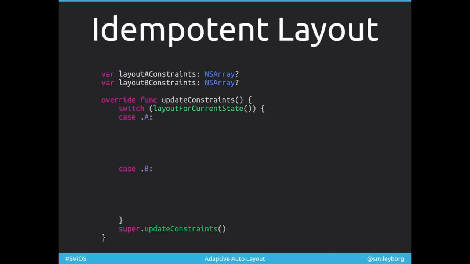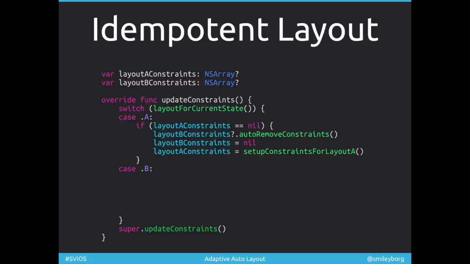Inside, we're going to use that helper function you saw already and figure out what the current layout we're in is. If it's A or B, we're going to do different things. Let's look at A. First of all, we're going to see whether we have any constraints in the layout A constraints property. If we do, that means we've already set up layout A and we're in layout A. That's our invariant that we're specifying here.